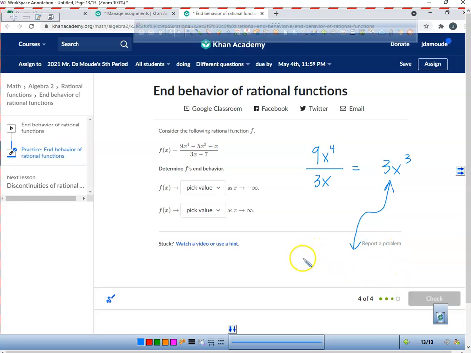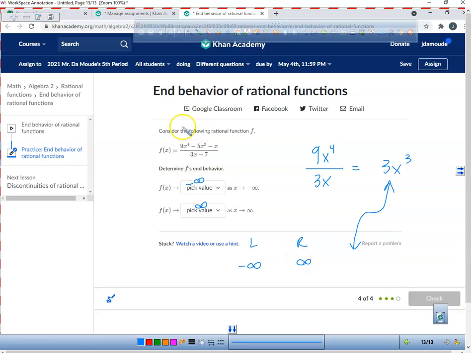Let's look at the left. Let's look at the right. What's the left-end behavior? Where does it go? It goes down. What does the right-end behavior do? It goes up. So as x goes to negative infinity, y goes to negative infinity. As x goes to positive infinity, y goes to positive infinity. But I realize, guys, the shortcut's not for everybody.